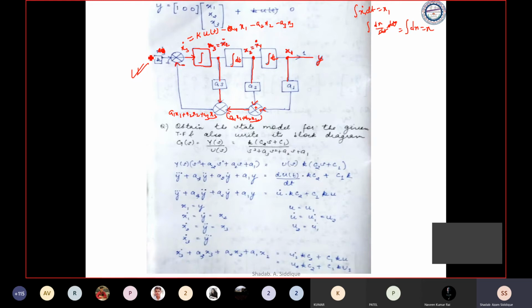Okay, and I'll add the u of t. Okay, k, which is written here already. So k into u of t will be added with the positive sign. So x3 dot, you will get k u of t minus a1 x1 minus a2 x2 minus a3 x3. That is a block diagram representation. Okay, I hope you understood.